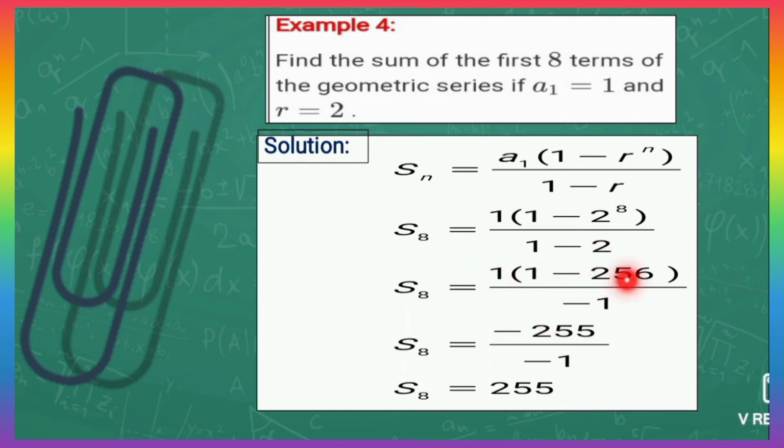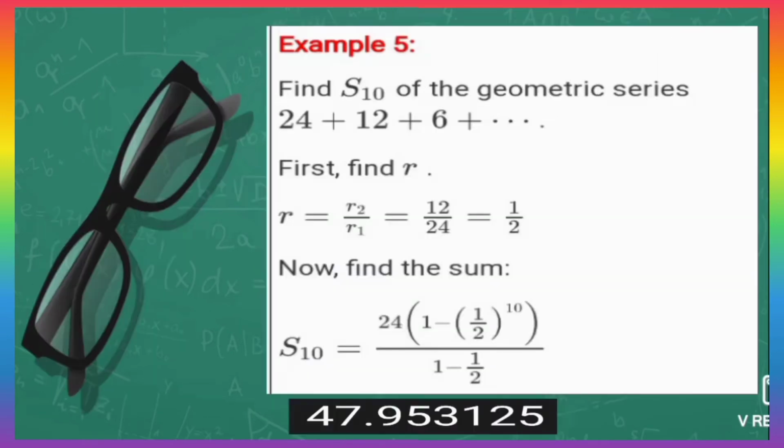And then, i-multiply na natin lahat ng ito. The answer is negative 255 over, copy lang yung negative 1 sa baba. Negative 255 divide negative 1, the answer is positive 255. The sum of the n terms is 255.